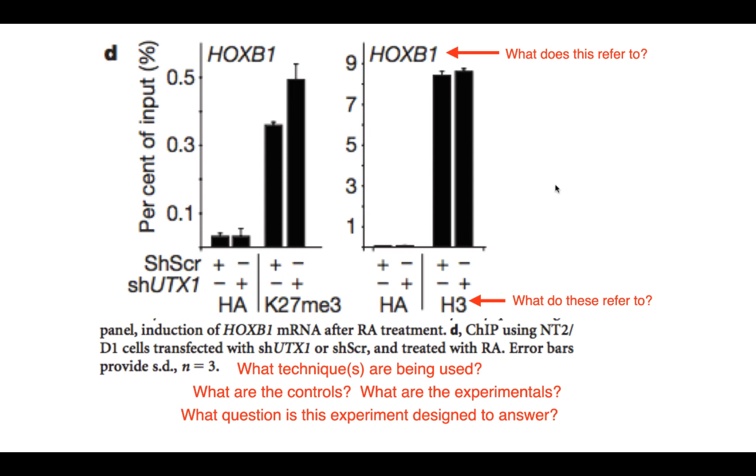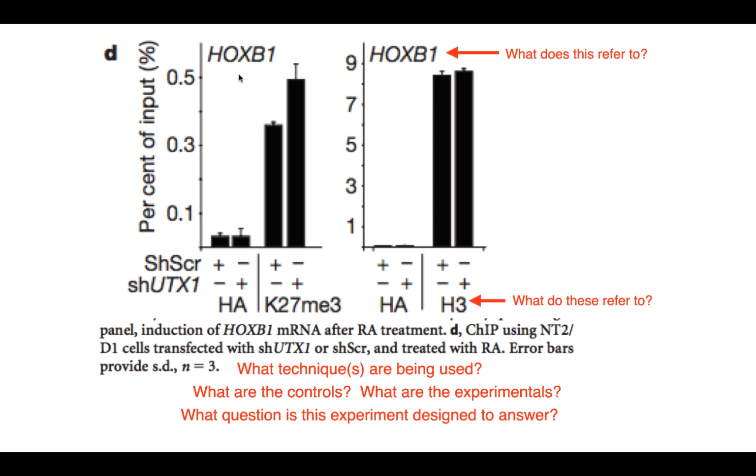This is a ChIP experiment. So we're back to looking at which proteins are there: HA, H3K27me3, and just any histone H3. What proteins are associated with the DNA upstream of HOXB1? So DNA at the promoter region of HOXB1. We want to know how much protein is bound to this particular region of DNA under given circumstances.